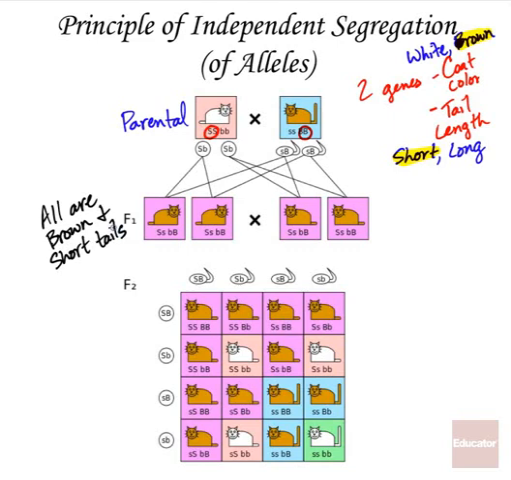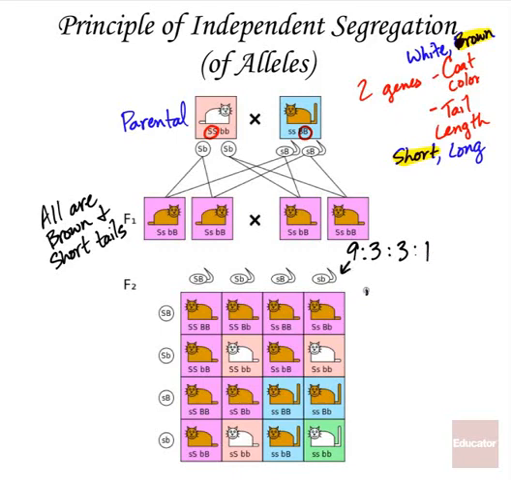Now, you would mate this F1 generation to each other to produce your F2 offspring. And what we see here is that we're no longer looking at our 3-to-1 ratios because now we have 2 genes involved. So now we have 16 different possibilities. And what do we end up seeing? We see a 9-to-3-to-3-to-1 ratio in the F2 generation.